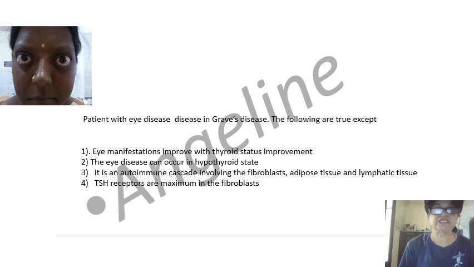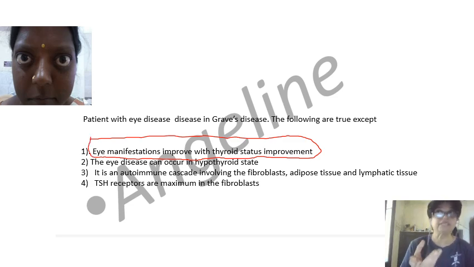Eye manifestations improve with thyroid status improvement. So this is false. It never improves. At least the pathology does not improve. Keep this in mind. Your symptomatology may improve, and your signs also may improve, but your pathology does not improve. That is why the earlier you pick up, the earlier you can give them the appropriate treatment.